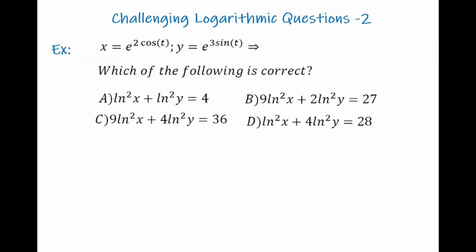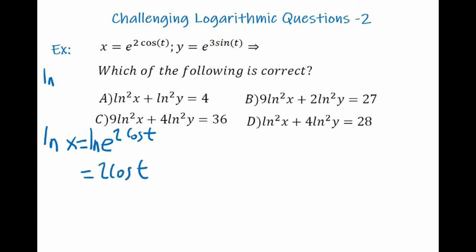In this question also, we are asked to find a relation between x and y, and it says which one is correct. So I will just write x and y first. So x is e to the power of 2 cosine t, and if I take the ln of both sides, the right side is going to be equal to 2 cosine t. Why? Because ln e is log e in base e, and that is 1.